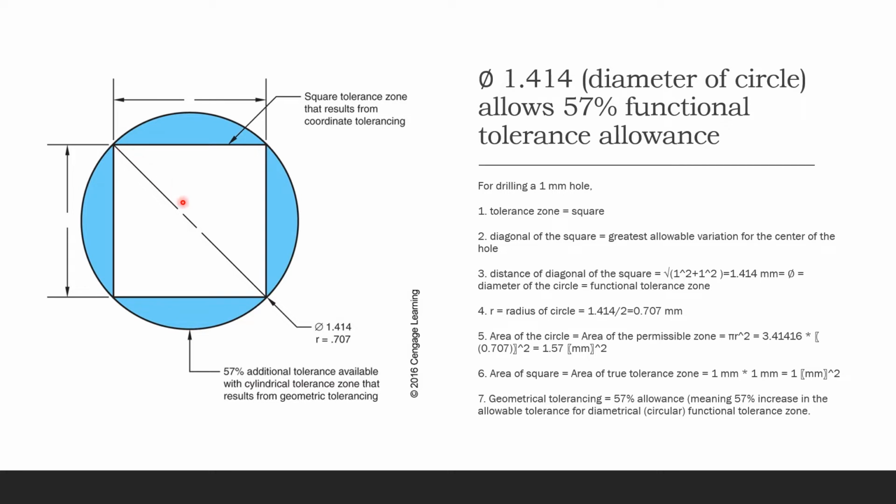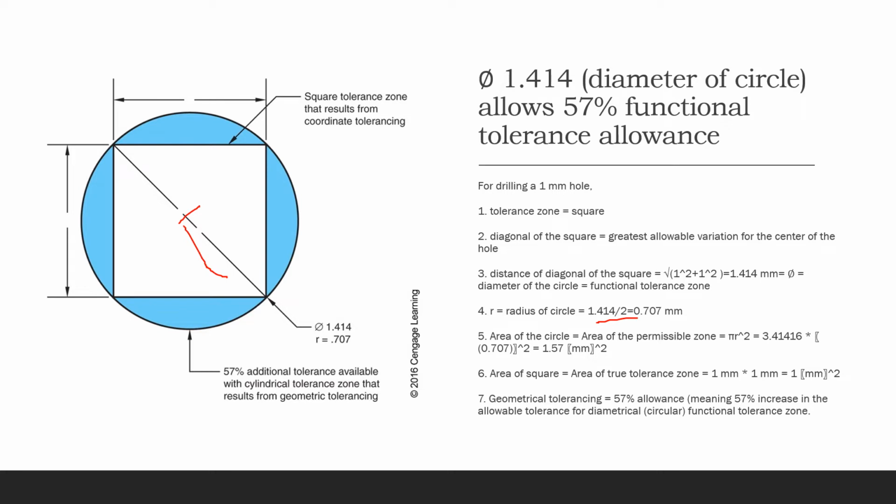Now let's take the diameter of that circle and divide it by 2, and you're going to get the radius of that circle. We already know the distance is 1.414, and we divide that by 2. So you get 0.707 millimeter for the radius, from here to here.